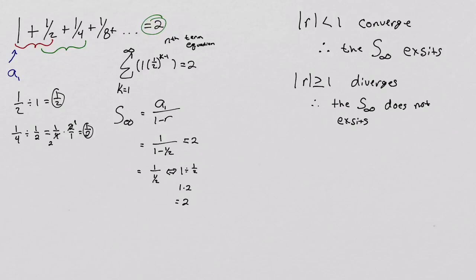You need to make sure, though, that before you start adding to infinity, you check your common ratio. The absolute value of your common ratio has to be less than 1 for it to converge. If it diverges, you cannot add to infinity.